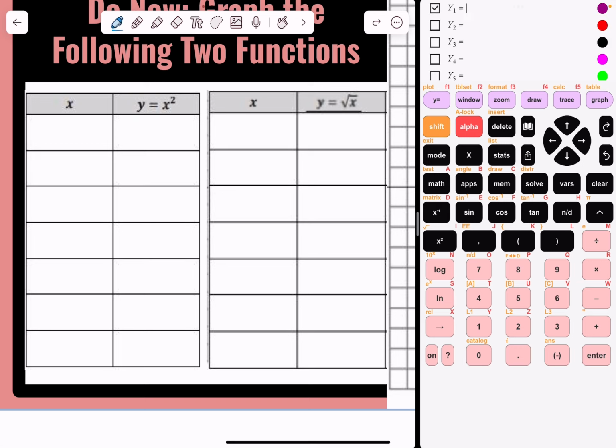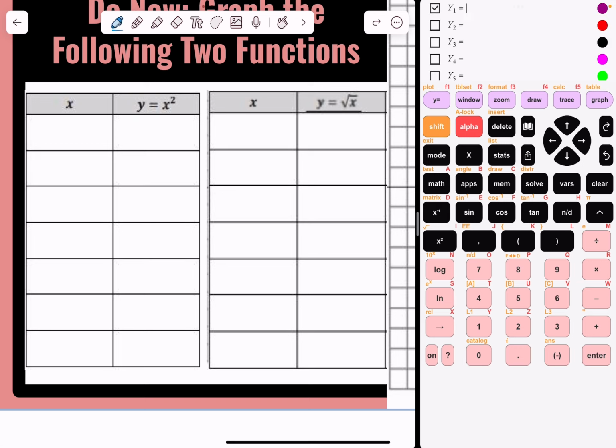Let's go ahead and graph this through -3, 9: to the left 3, then up 9, 1, 2, 3, 4, 5, 6, 7, 8, 9. Then -2, 4, go to the left 2, go up 4. -1, 1, 0, 0, 1, 1, 2, 4, and 3, 9.